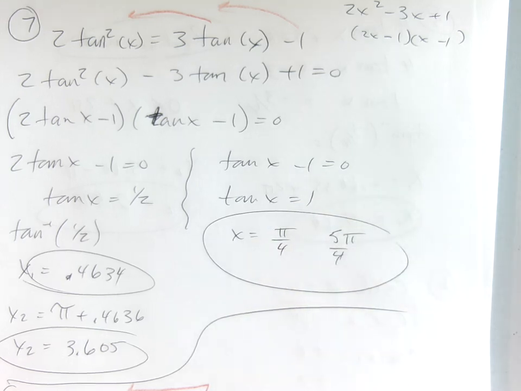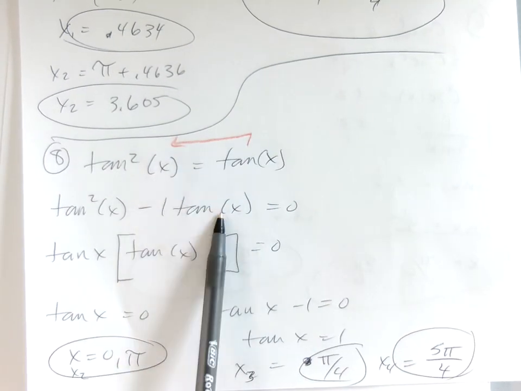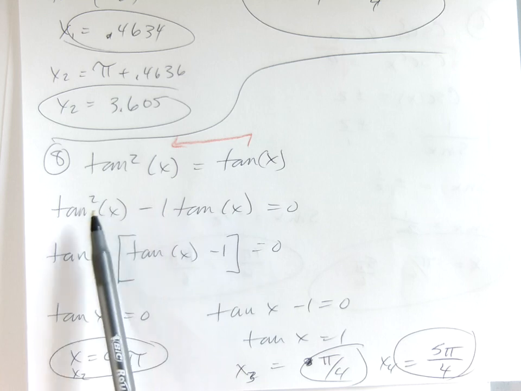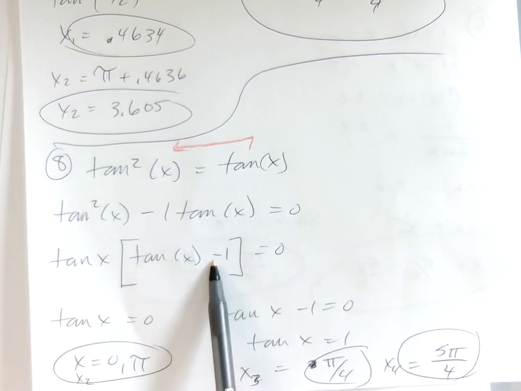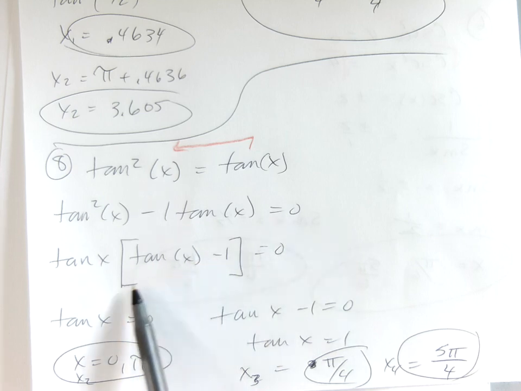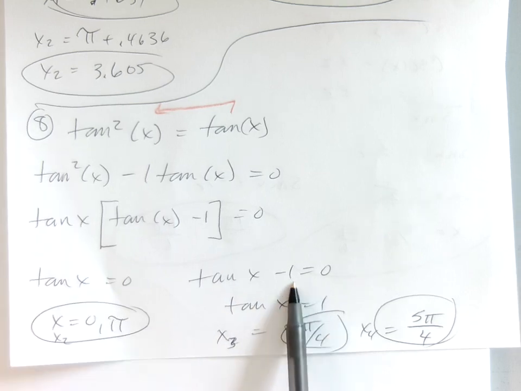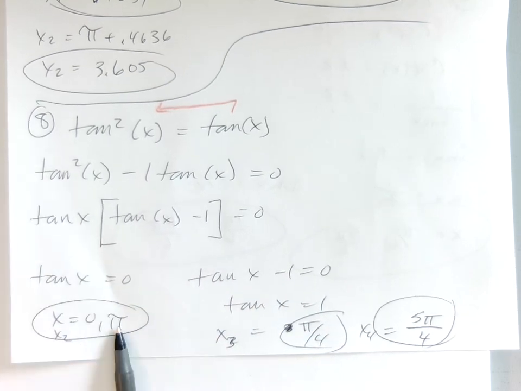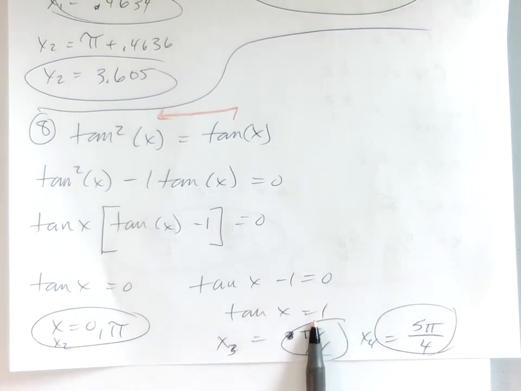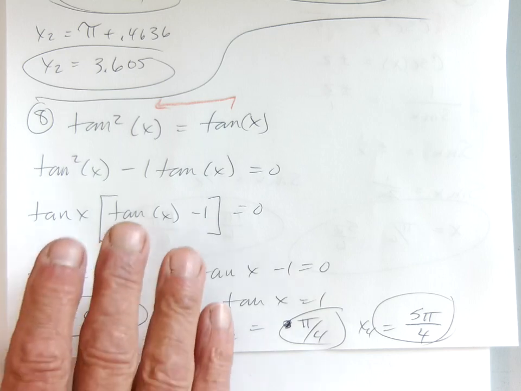Okay, 8. I'm going to bring tangent over, and I recognize that I have a common tangent. So take out the tangent, and I have tangent minus 1. From here I get 2 mini equations. I've got tangent of x equals 0 and tangent minus 1 equals 0. That occurs on the unit circle at 0 and pi. I add 1, and that occurs on the unit circle at pi/4 and 5 pi/4. Again, if this is going too fast, just pause the video, okay? All right.